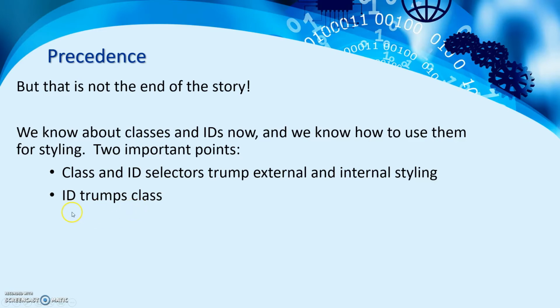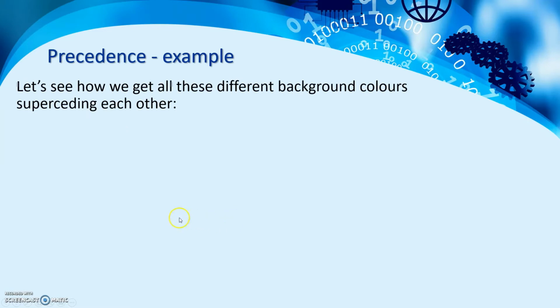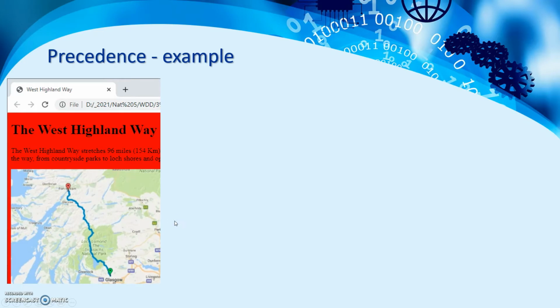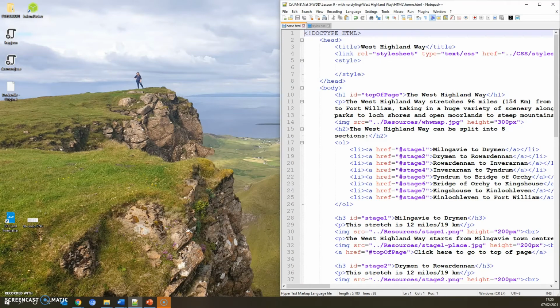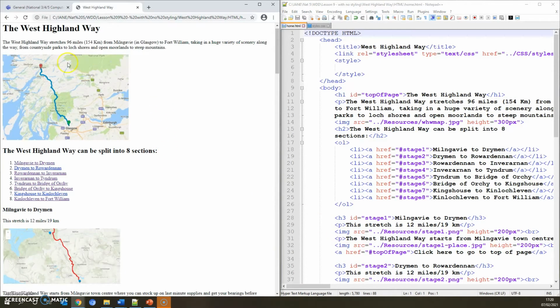So if you use an ID to colour something, then that will overwrite if you've used a class to colour something. So let's see how we get all these different background colours superseding each other. Now I've come up with a little web page, West Highland Way, and I'm going to show you now how I can play about with all of these. So here's my web page, West Highland Way, and here is my notepad file.